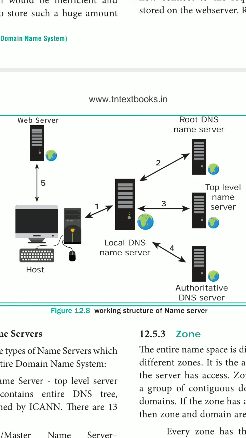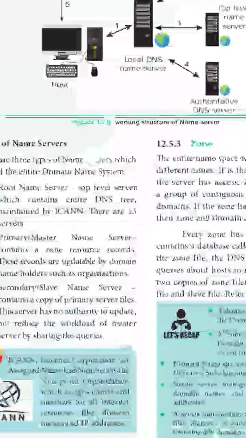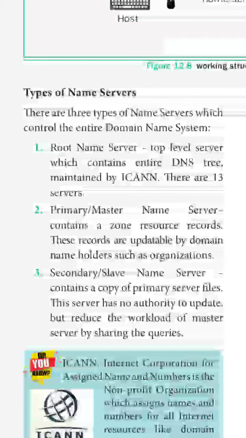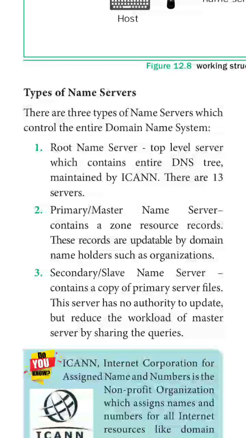Okay. So here you can see the different types of name server: root name server, primary or master name server, and secondary name server. The root name server is top level, which maintains a DNS tree by ICANN. ICANN is the organization that is responsible for providing domain names.